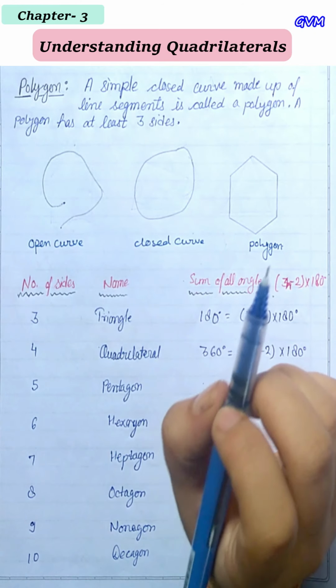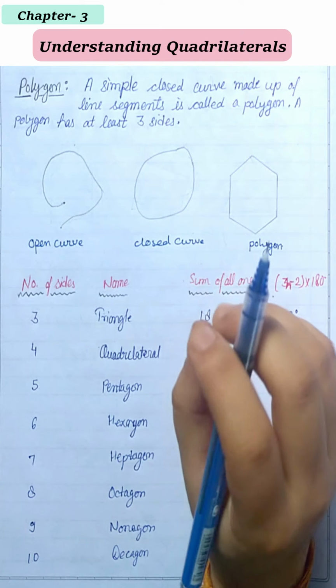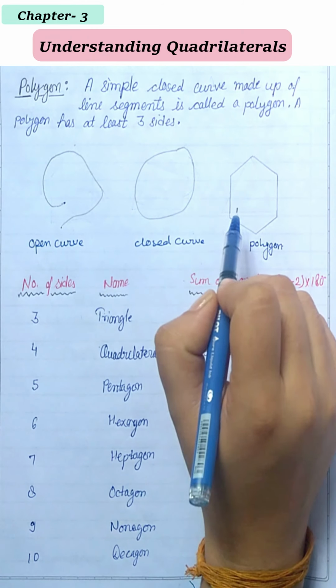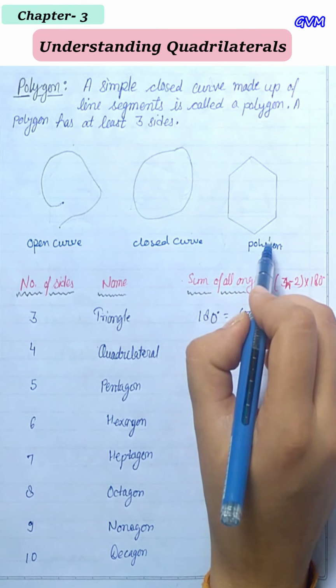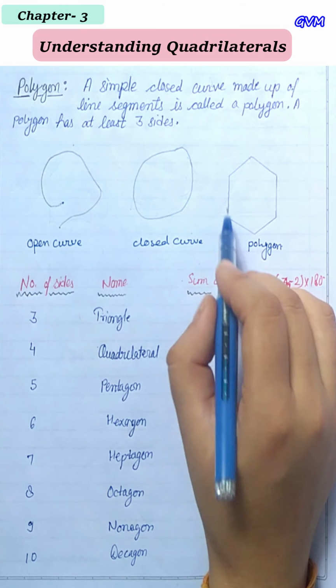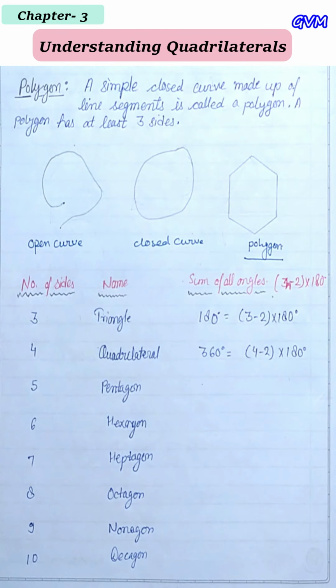Now when a simple closed curve is made up of line segments, when there is no curve but line segments, it is called a polygon. So in this figure we have line segments and this is closed. So this will be called a polygon.